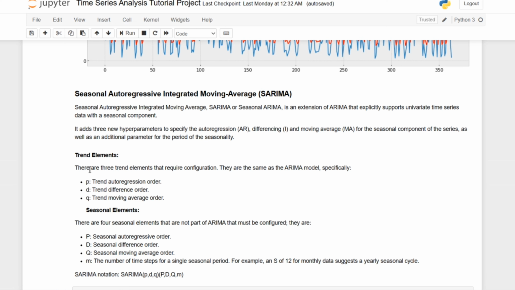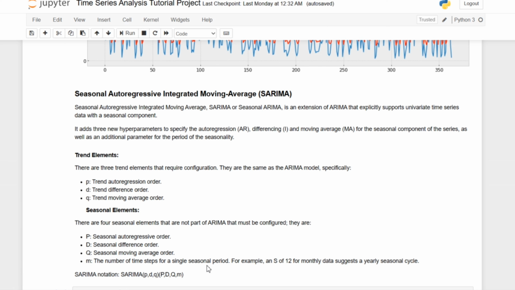So for the trend element, we have the similar trend element already as provided, which is pqd: trend autoregression order, trend difference order, and trend moving average order. Now for the seasonal, we do have PQD, but it is represented in capital letters. So that's how you differentiate the seasonal elements and the trend elements. The P represents seasonal autoregressive order, D represents seasonal difference order, Q represents seasonal moving average order, and M, which is nothing but the number of steps for a seasonal time period, because it's cyclical, right?